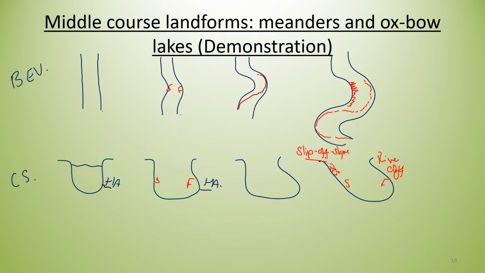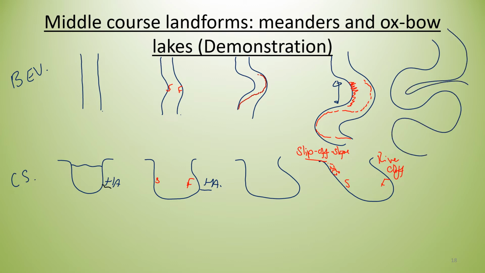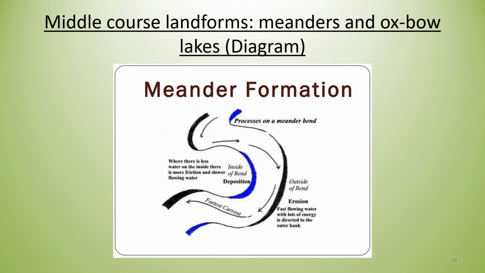Eventually, we know the neck of land between two meanders may become narrower and break, forming an oxbow lake. As two meanders erode through, the neck of land between them will become disjointed. Material will be deposited here, creating an oxbow lake. You can see another diagram of a meander there if you wish to pause the clip.